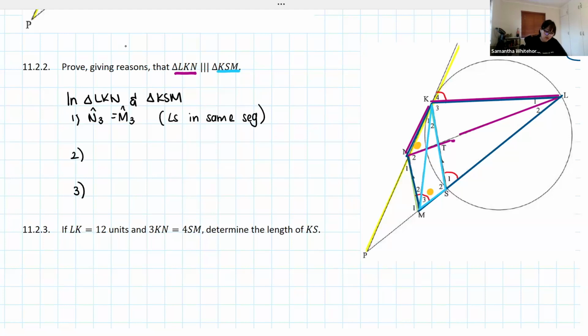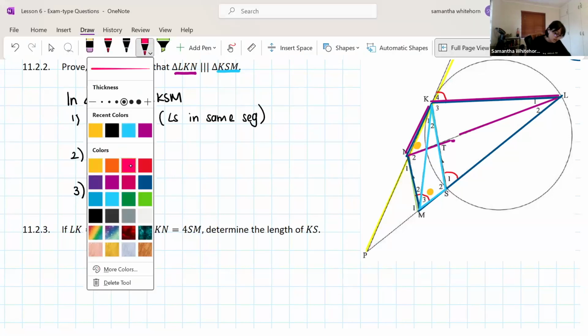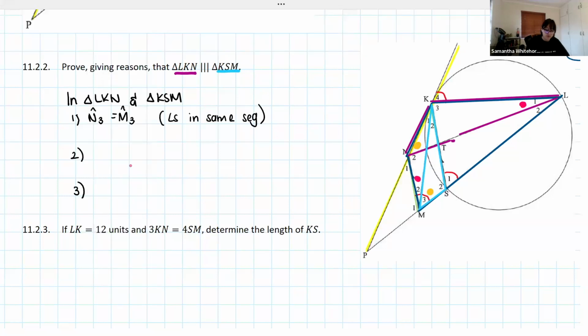So the next thing, hopefully, that we can see, also because of angles in the same seg, is that, and we're going to have to go a bit roundabout here, but it's fine, L1 and M2 are equal to each other. Now you might be thinking, why on earth is that even important to me? Especially because M2 isn't even in one of my triangles. It's not even an angle that features anywhere.